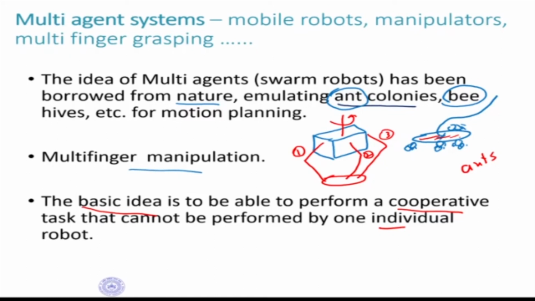So the very basic idea is cooperation. When one individual robot cannot do this task, then multiple robots can come together and do this task. In the case of multi-finger manipulation also, we have the same concept. We have multiple fingers which are applying a force or motion to the object and manipulating the object in some way. Now, something that you note here is that there can be multiple solutions.